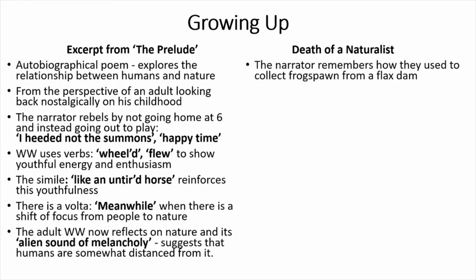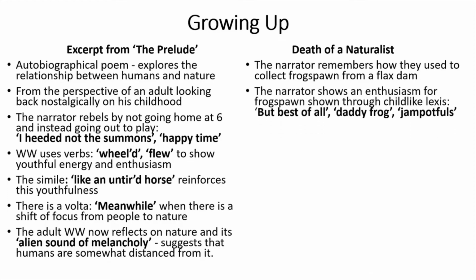So, as you are probably aware, the start of this poem is again a nostalgic childhood reflection, and the poet remembers how they used to collect frog spawn from the flax dam. The narrator is initially really enthusiastic about this, and this is shown through the use of childlike language and lexis. So he lists, for example, all the creatures, and then says, in an almost enthusiastic way, but best of all was the frog spawn.